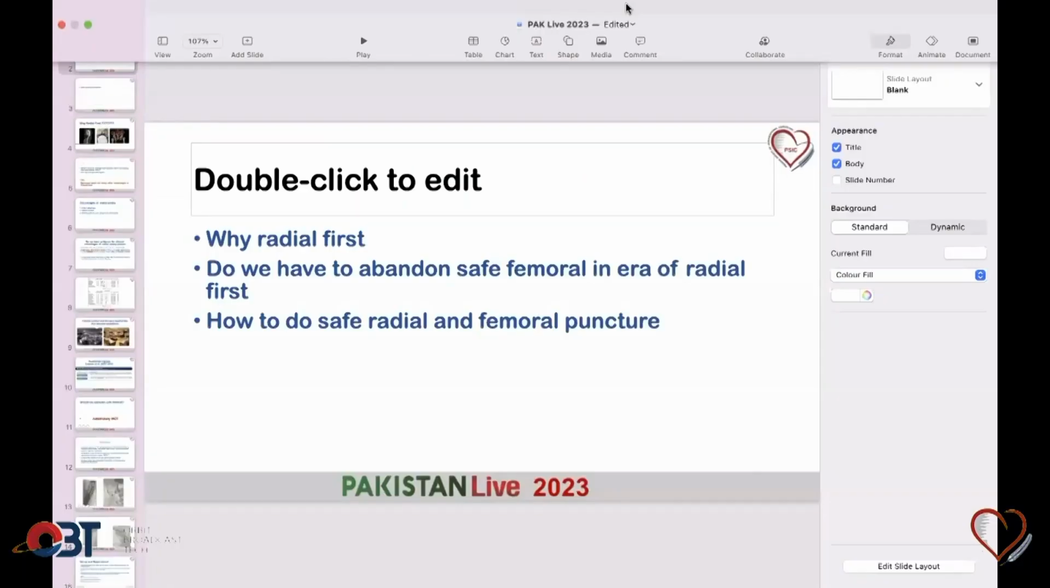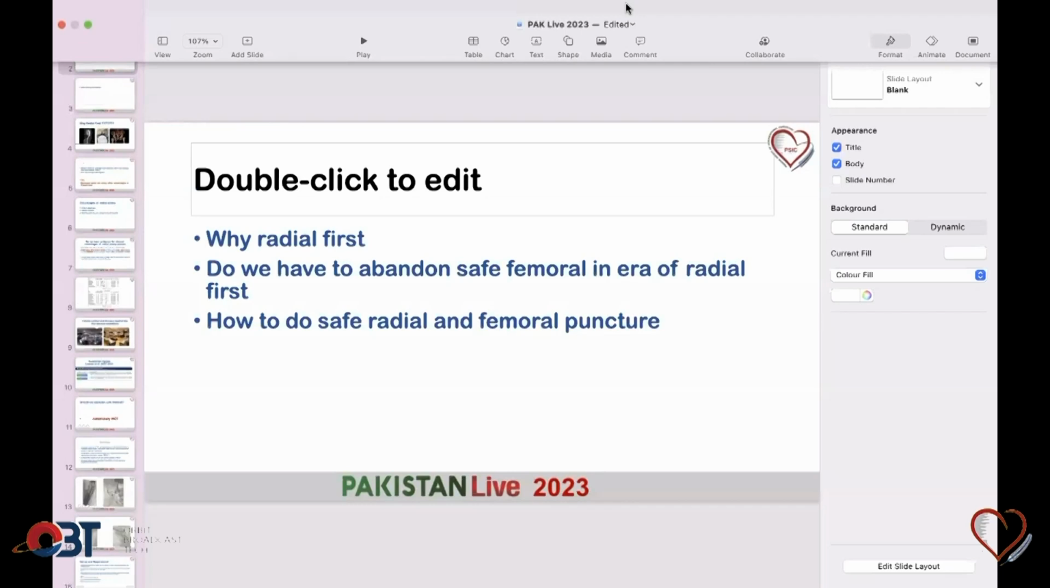So last talk will be by Dr. Jabbar, he is Associate Professor at Lady Reading Hospital. And vascular access, radial or femoral, it matters a lot for the success of any kind of procedure. Dr. Jabbar Ali. Thank you very much, Professor Muzaffar Saab.